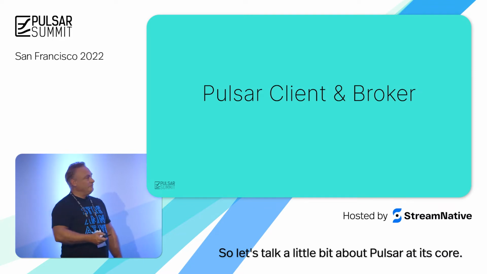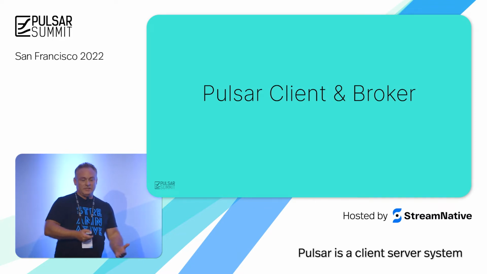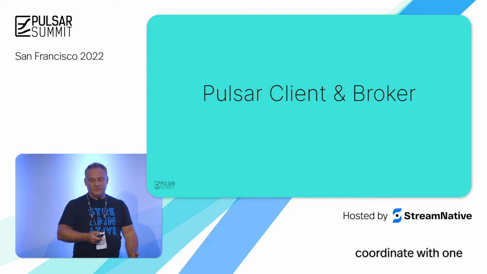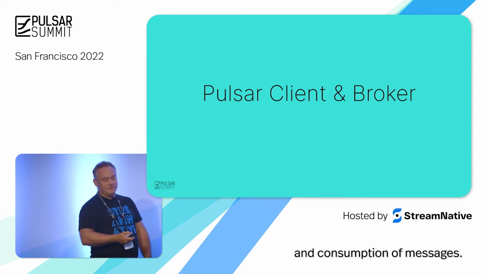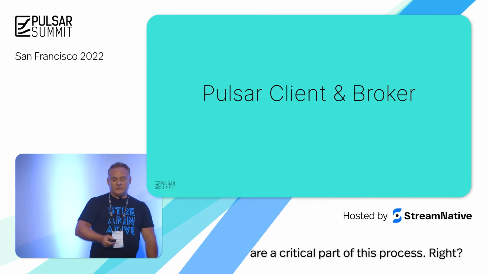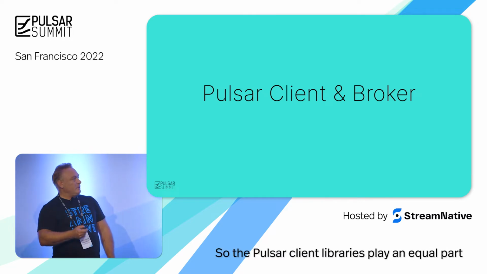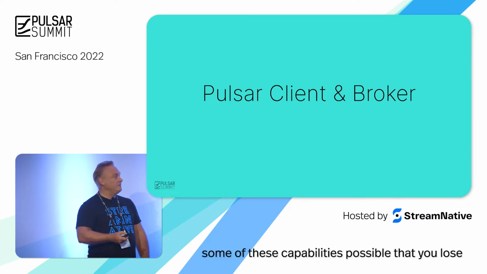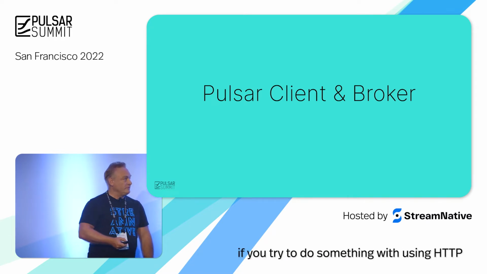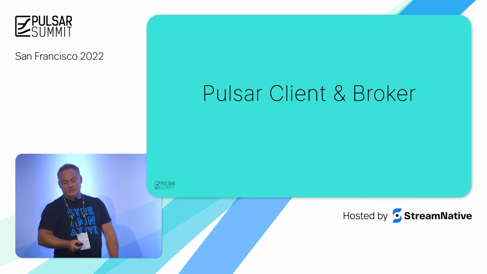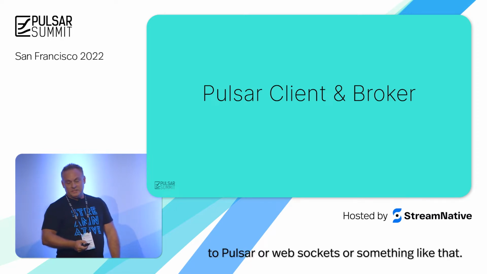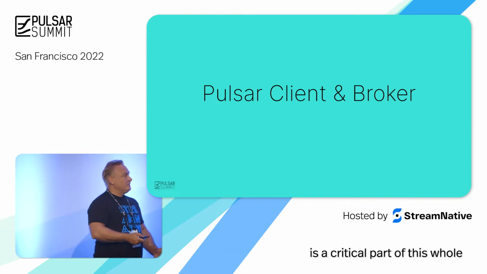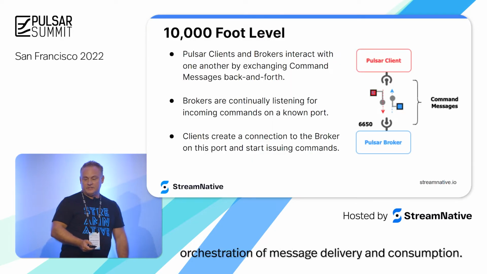So let's talk a little bit about Pulsar. At its core, Pulsar is a client-server system. In Pulsar, the clients and the brokers coordinate with one another to implement the publication and consumption of messages. Both components are a critical part of this process, right? The Pulsar client libraries play an equal part in making some of these capabilities possible, that you lose if you try to use HTTP to publish messages to Pulsar, or WebSockets or something like that. The built-in part of the Pulsar clients is a critical part of this whole orchestration of message delivery and consumption.